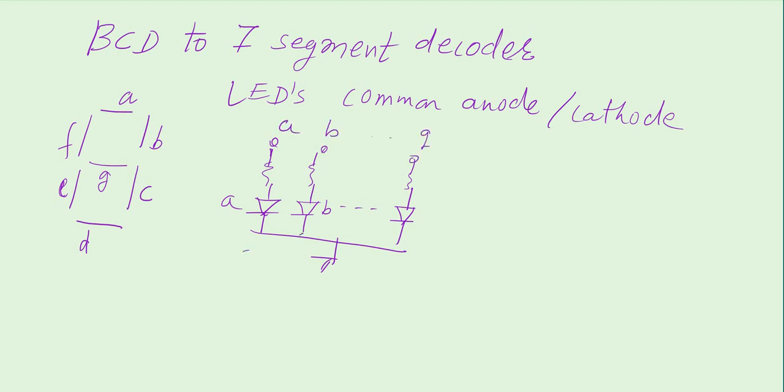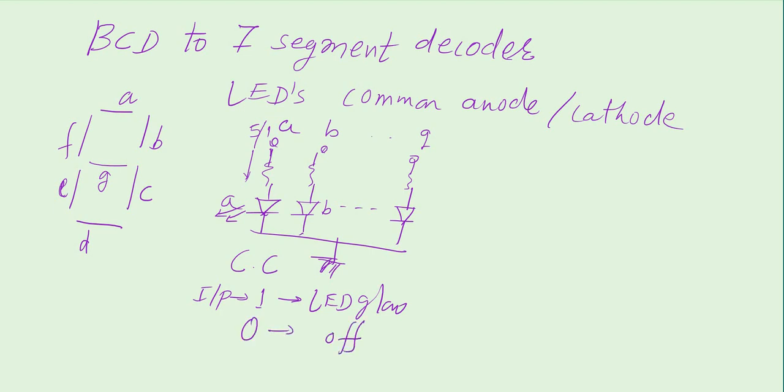Now when it is a common cathode connection, then cathodes are connected to ground. So when input is given high, that is 1, for example 5 volts at A, that is 1 level, then current will flow and LED will glow. So input 1 means LED will glow. And if input is 0, LED will be off.